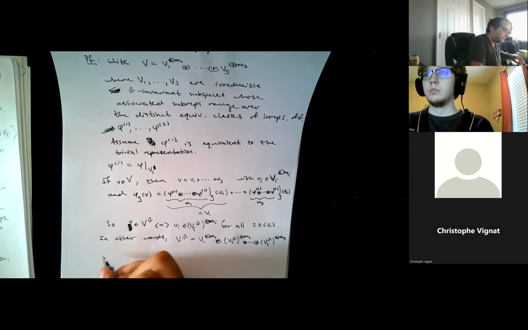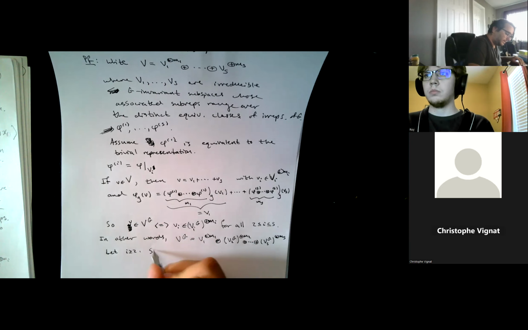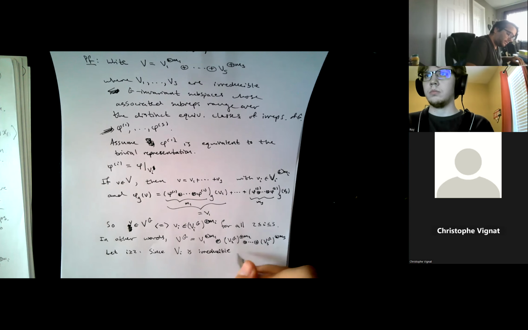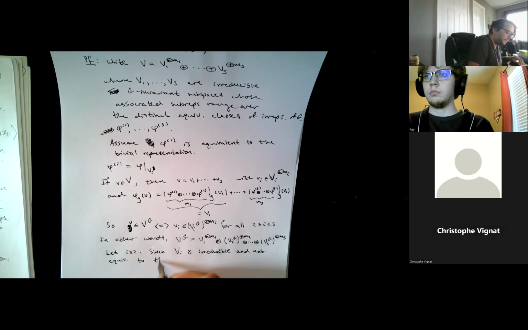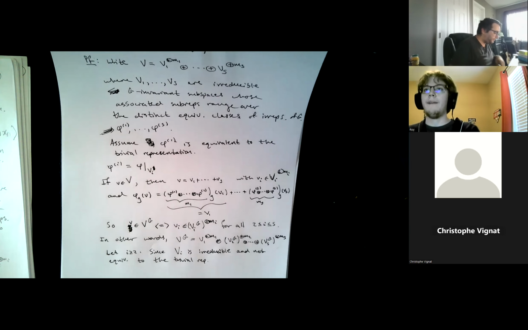Okay, let's let i be greater than or equal to 2, since Vi is irreducible and not equivalent to the trivial representation. We've already assumed that V1 is the trivial representation, so all those copies are counted with the parameter M1.